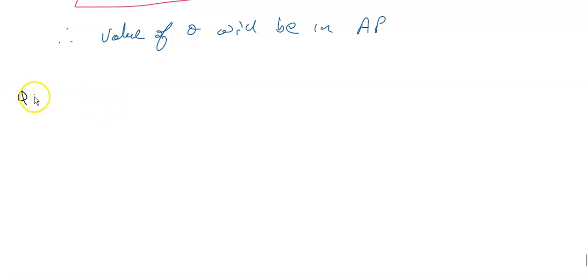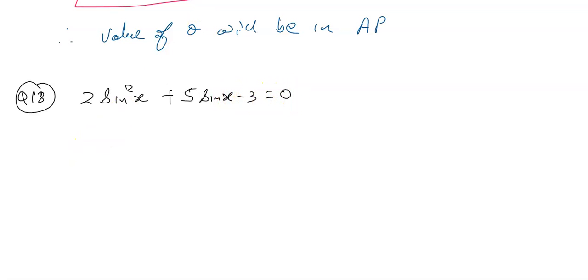Next, question number 18. The number of values of x in the interval 0 to 3 pi satisfying the equation 2 sine square x plus 5 sin x minus 3 is equals to 0. So we can factorize this. This is a quadratic which we can factorize. So this is 2 sine square x. Again, I think I can factorize this directly, so I will write directly because 2 into 3 is minus 6. Minus 6 needs to be factorized, 5 should be the sum. 6 and minus 1 are the factors.